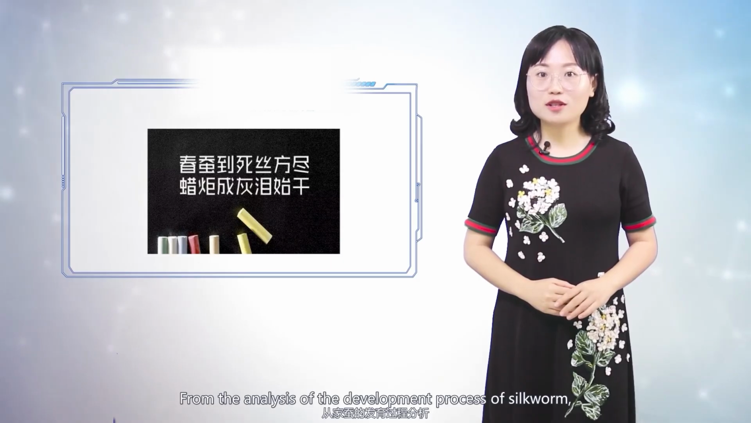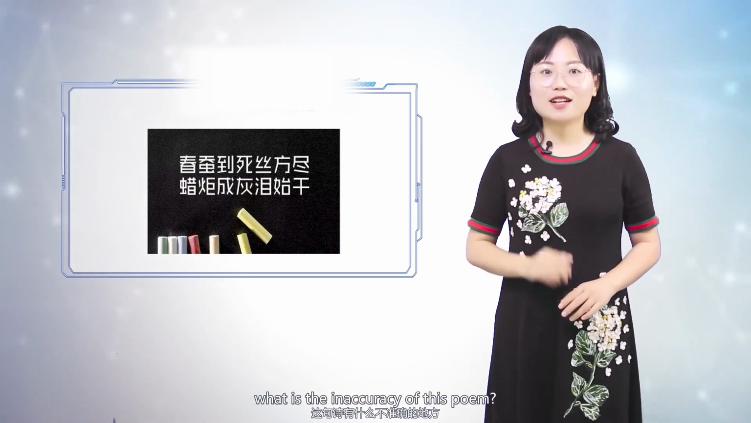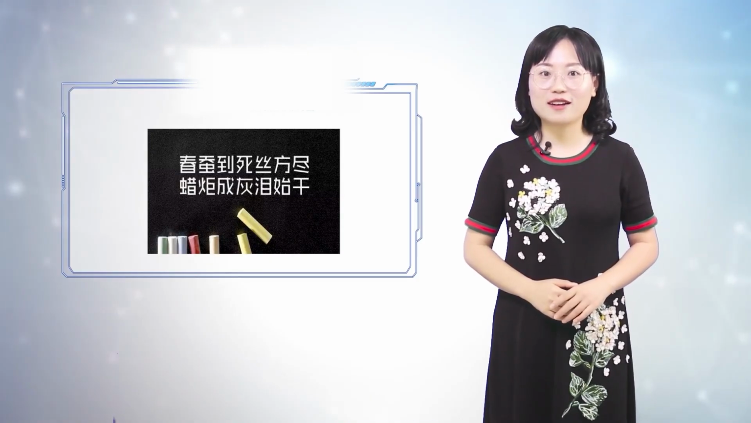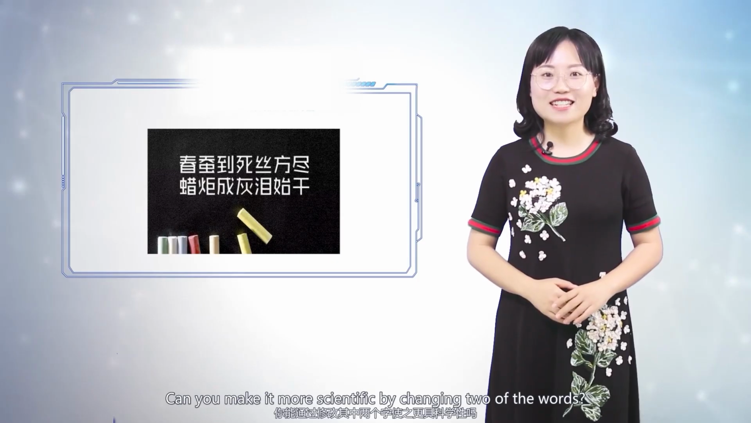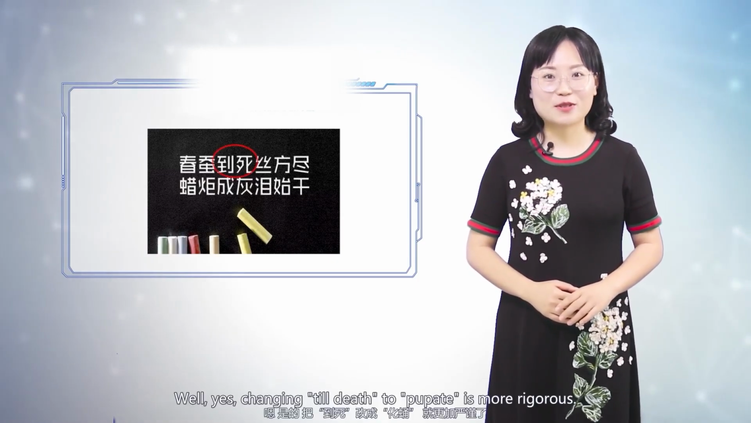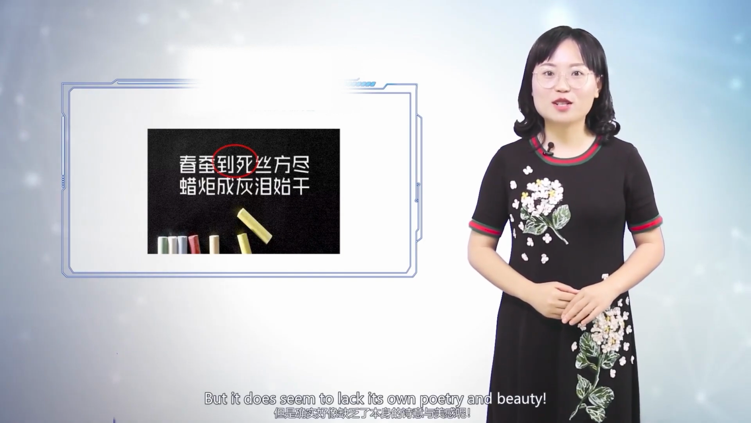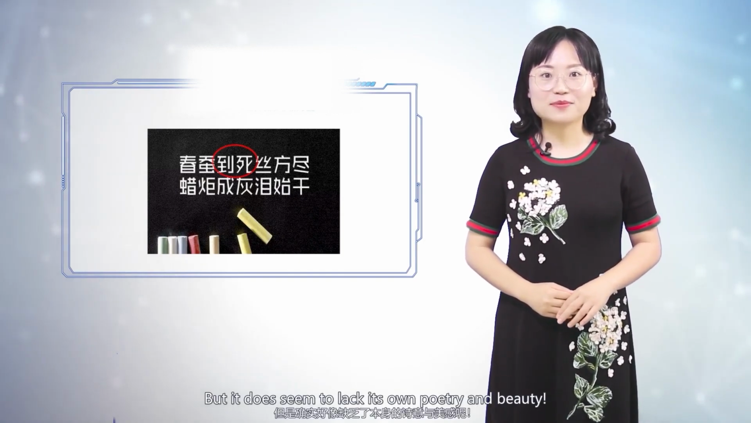From the analysis of the development process of the silkworm, what is the inaccuracy of this poem? Can you make it more scientific by changing 2 of the words? Well, yes, changing "till death" to "pupate" is more rigorous. But it does seem to lack its own poetry and beauty.